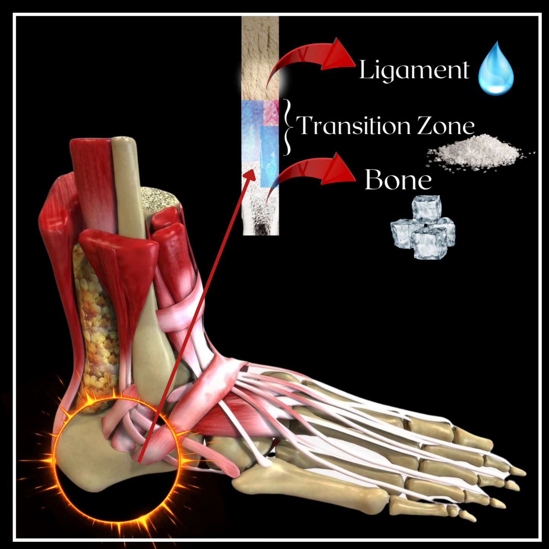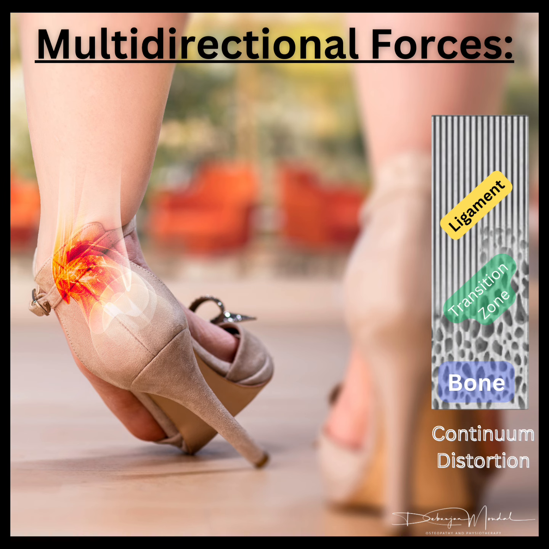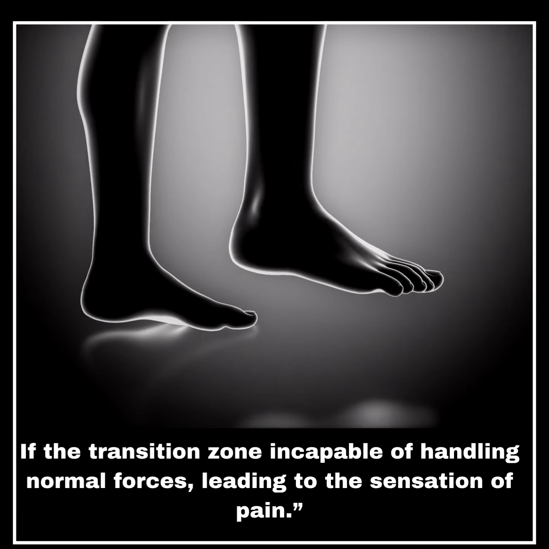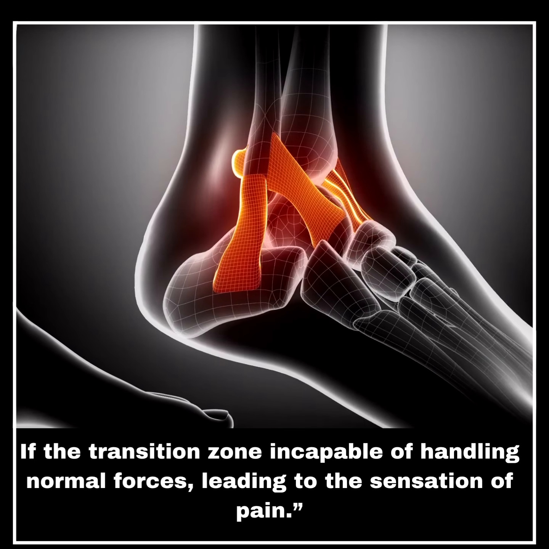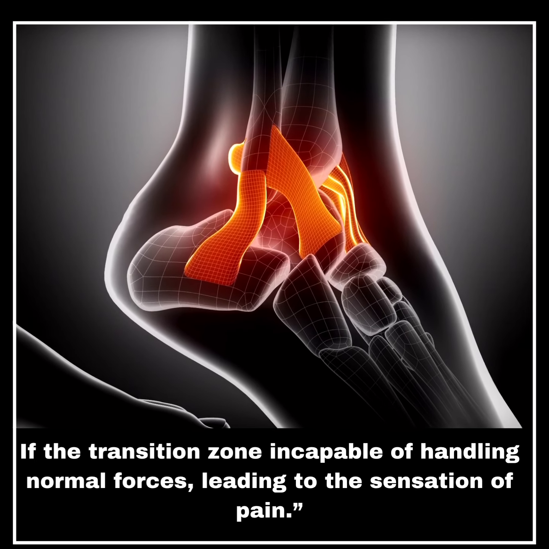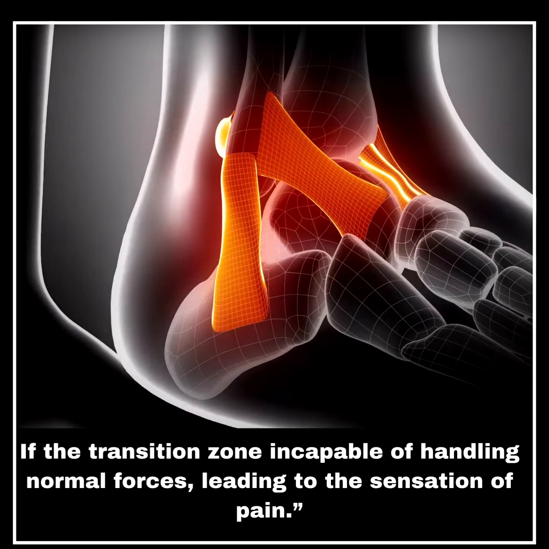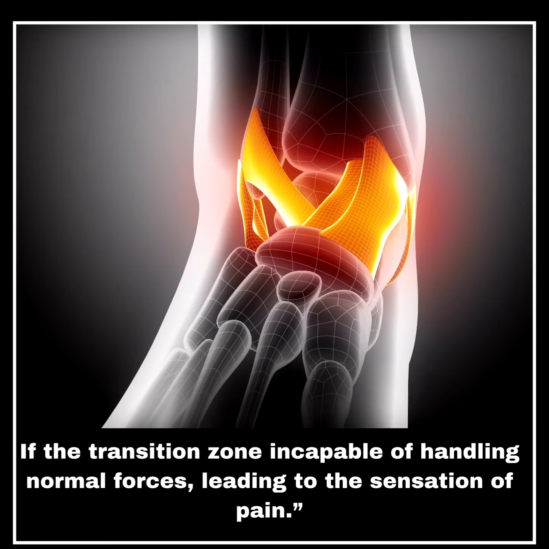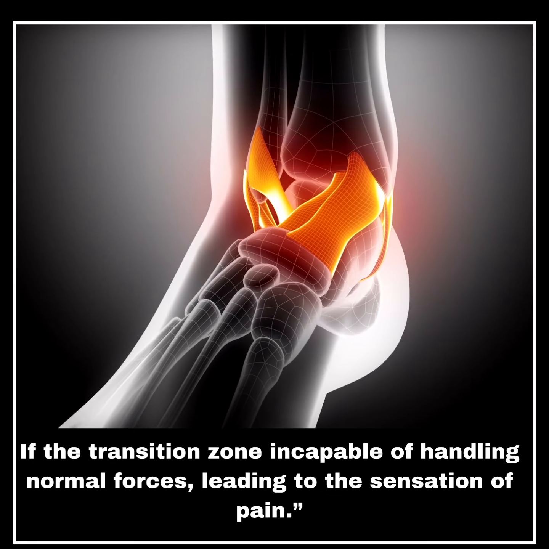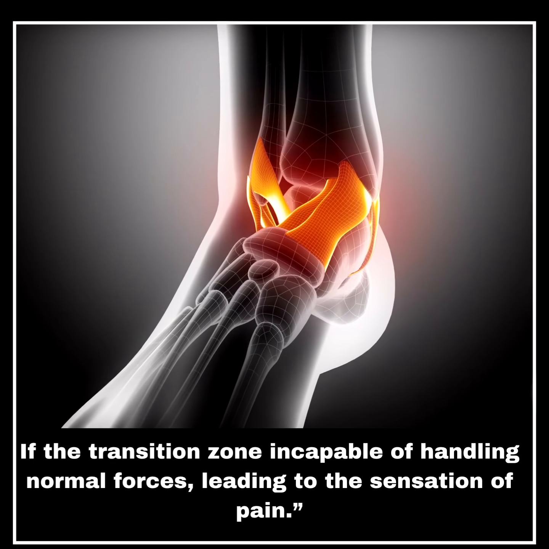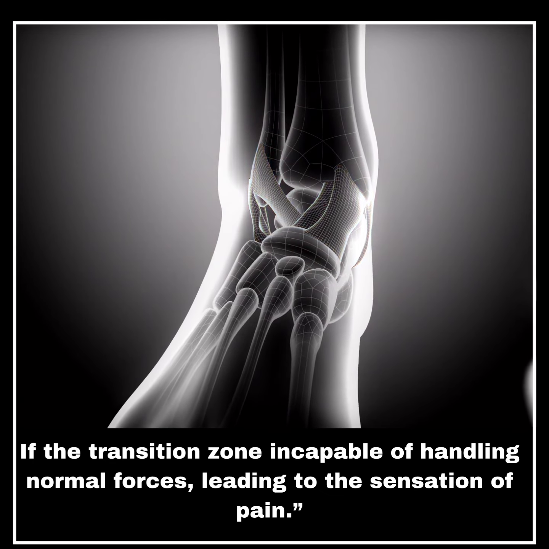Let's break this down with an example. Imagine a sprained ankle. The transition zone between the calcaneus and ligaments is exposed to unidirectional and multidirectional forces simultaneously. If one part of the transition zone is pulled into a rigid mineralized state, while another part is stuck in a flexible soft tissue state, this imbalance creates a continuum distortion. This makes the transition zone incapable of handling normal forces, leading to the sensation of pain.